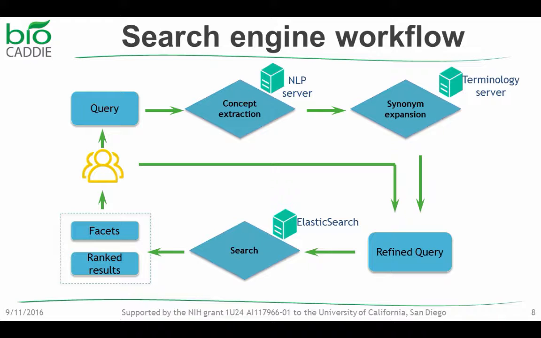The terminology server will return synonyms for this concept and expand the query to refine the query over here. Then through Elasticsearch, you will return both the facets as well as the ranked results. So the user will look at the results and interact with the system, select different facets to further filter the results. Go to the refine query again, do the loop again. So I'll provide some details on each of those main components: the NLP, terminology, and the Elasticsearch.